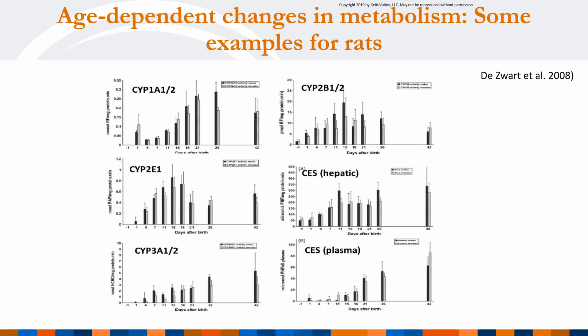Here is an example of age-dependent changes in metabolism. The maturation profile of enzymes can vary, like I said in the previous slide, and you have a perfect example here with the maturation of some cytochrome or carboxylesterase across ages. So it's really important to take this into consideration when we do a life stage PBPK model.